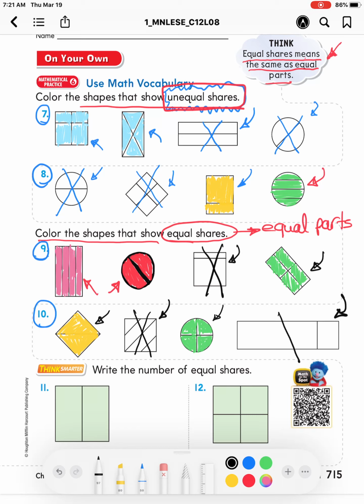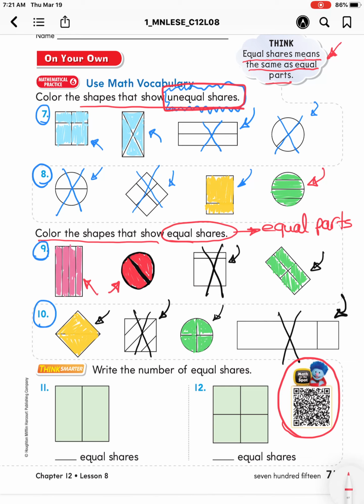It shows unequal shares, so we are not going to color it. Now here in the next part, this is Think Smarter. I ask you to scan the barcode you have in your book. It has a very informative and very nice content, actually by the math experts. Now, write the number of equal shares.